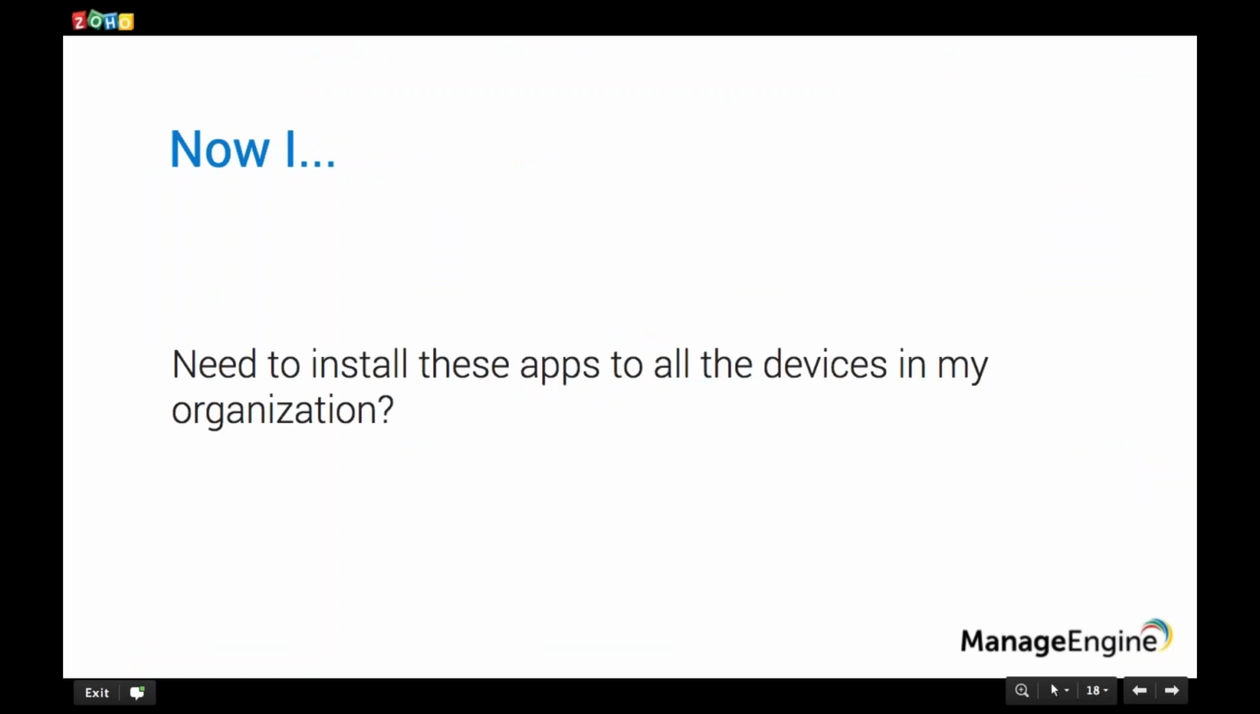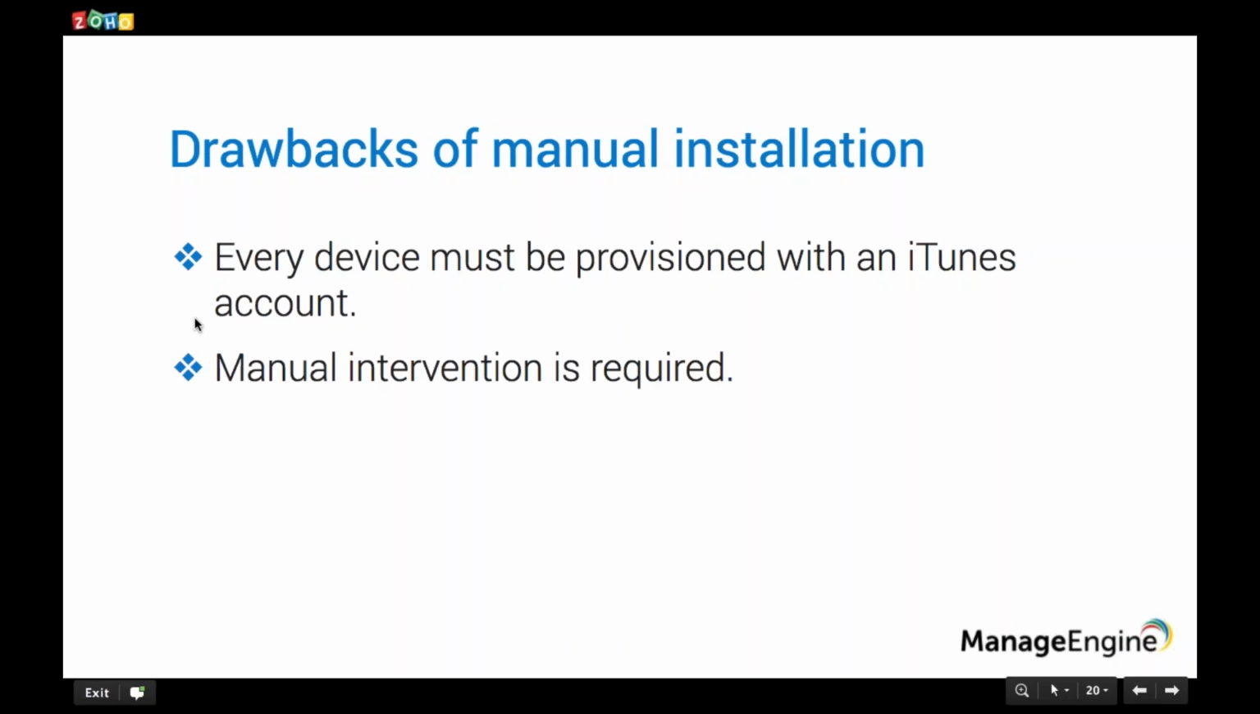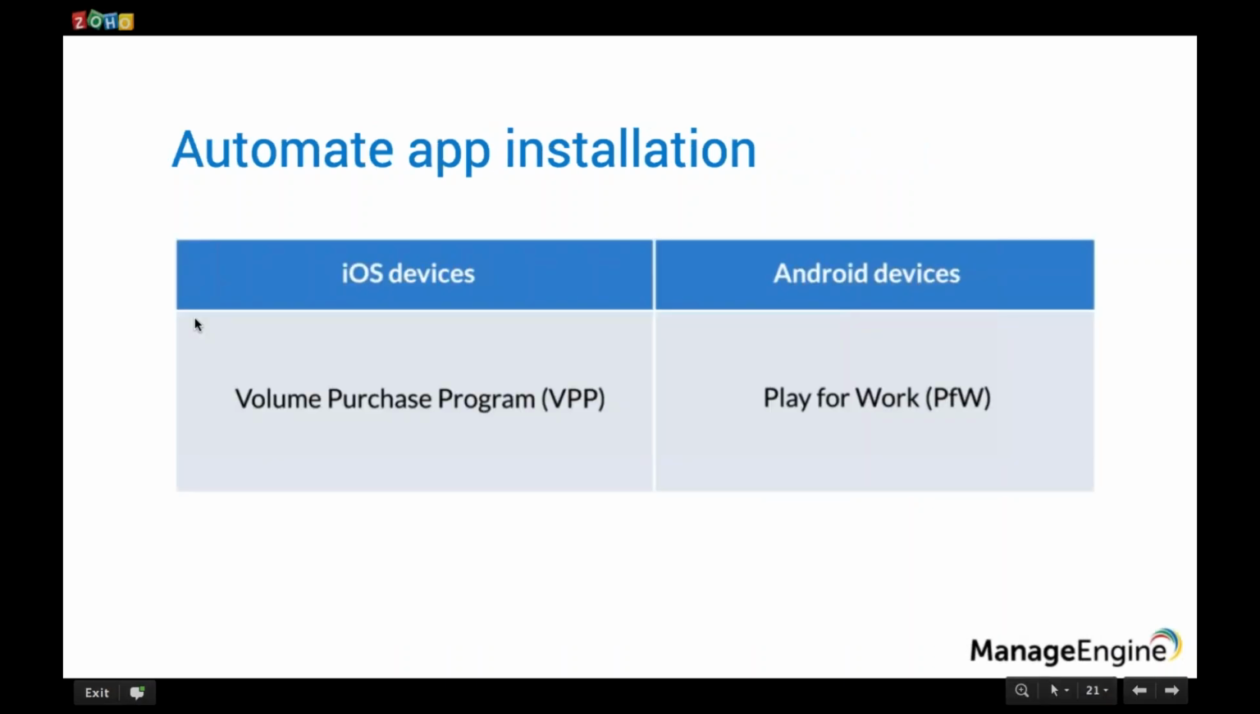Now that I have distributed this application to one device, I need to install this particular application to all the devices in my organization. But I cannot use this particular method because I need to provision every device with an iTunes account. And the second is that I have to manually complete the installation process. So instead, Mobile Device Manager Plus has a few automated app installation methods. For iOS devices, we have the VPP, and for Android devices, we have the Play for Work method.